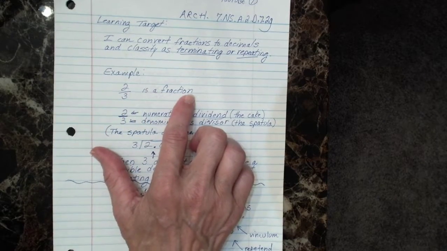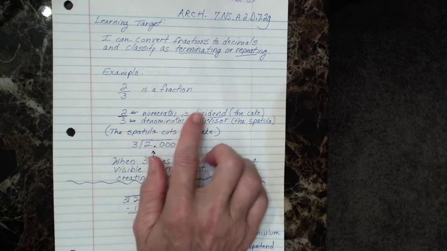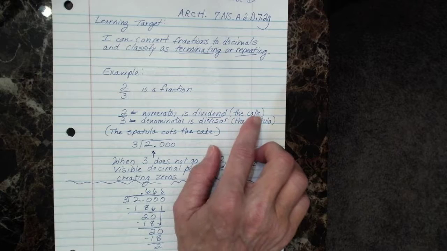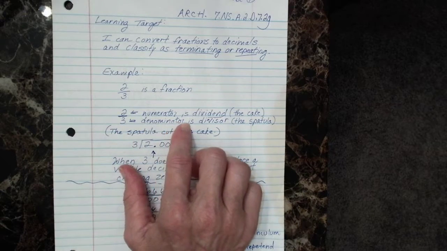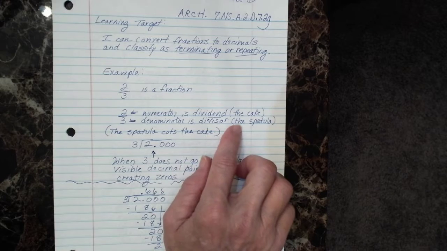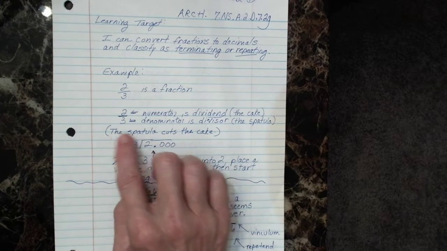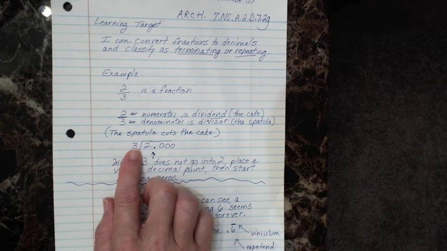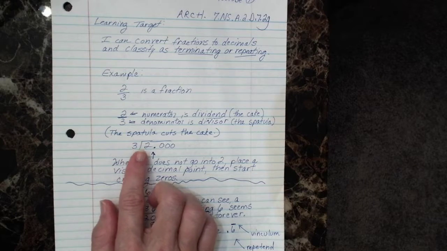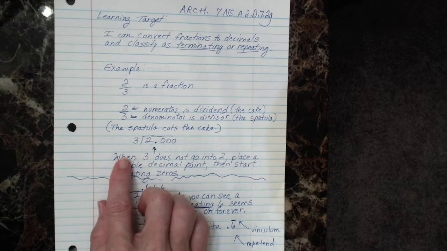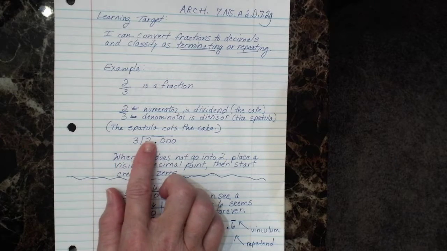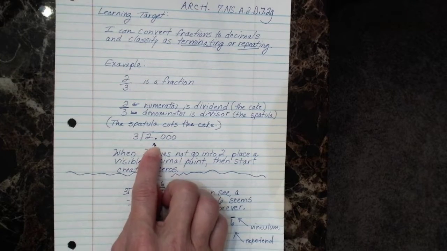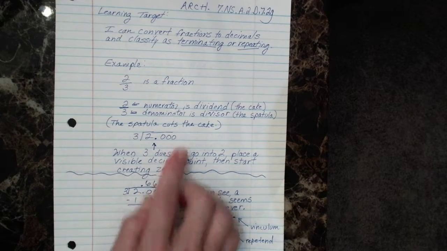2/3 is a fraction. 2, the numerator, is the dividend, and if it helps you to have a mnemonic, I call it the cake. 3 is the denominator, which is the divisor, and it's the spatula. So if the spatula cuts the cake, maybe that helps you remember that the 3, the denominator, would go outside the division box. And you have 2 here. When the 3 does not go into 2, as you can see, you would place a visible decimal point right here, then start creating zeros.